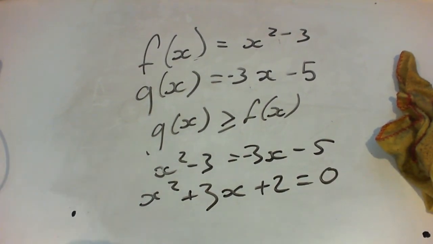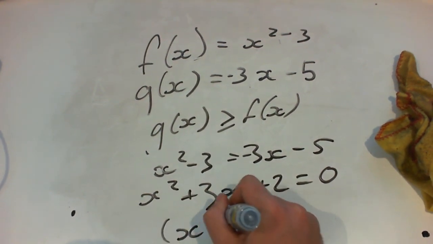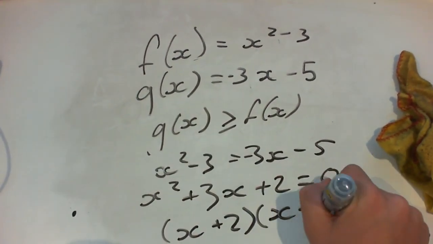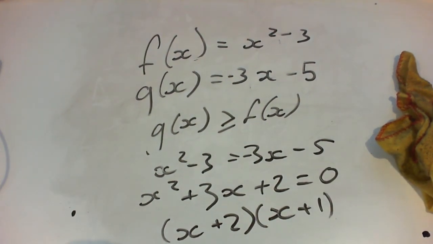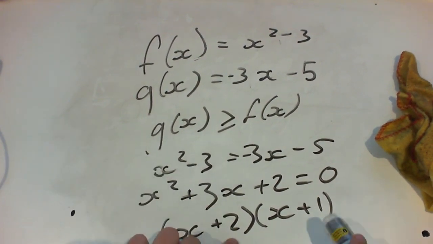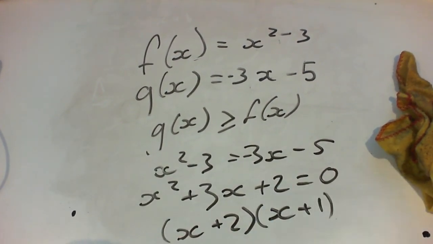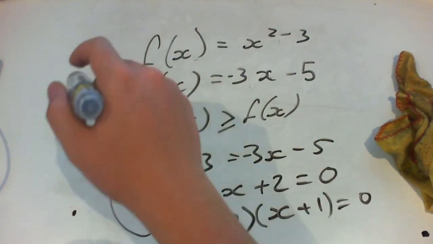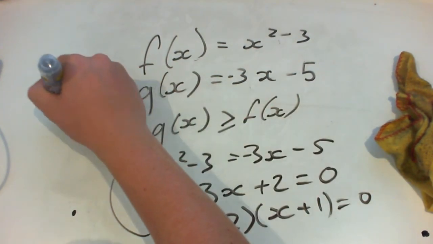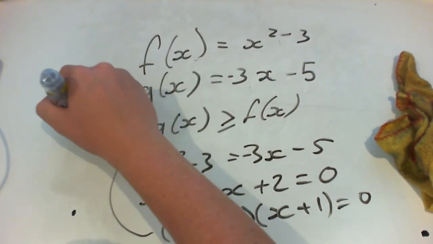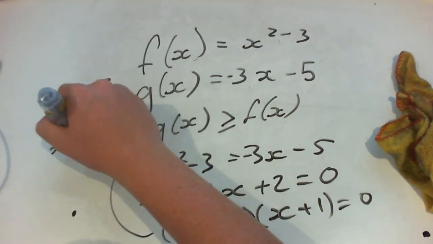Now this we can factorize. And what do we get? We get x plus 2 times x plus 1, and we can FOIL out: x times x gives x squared, x times 1 gives us x, 2 times x gives us 2x, 2x plus x gives us 3x, 2 times 1 gives us 2. You can say this equals 0, and we can say our two roots are x equals negative 2 or x equals negative 1.